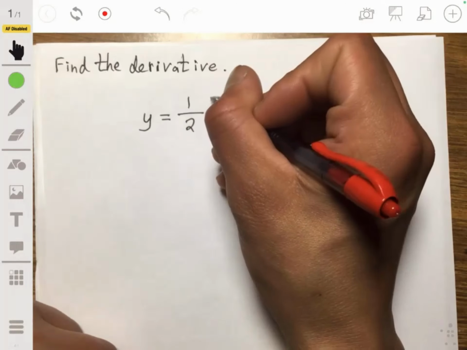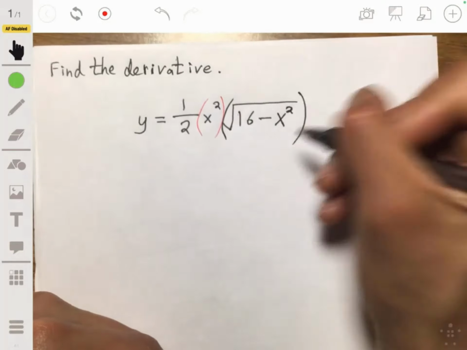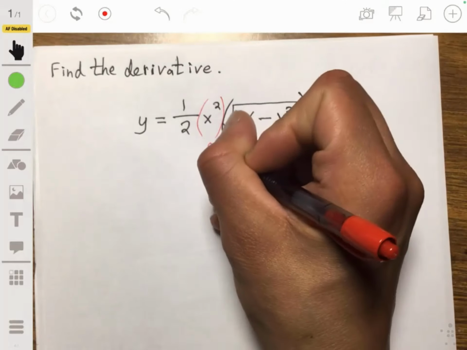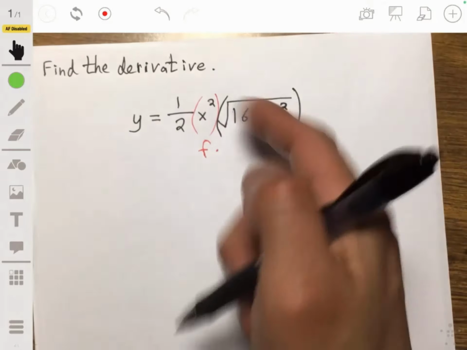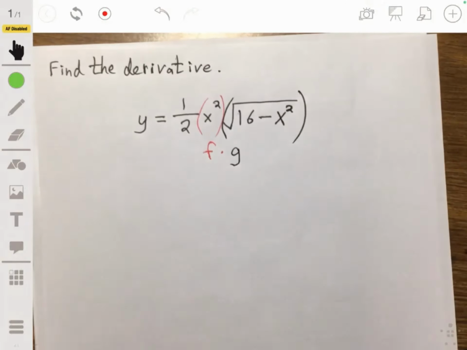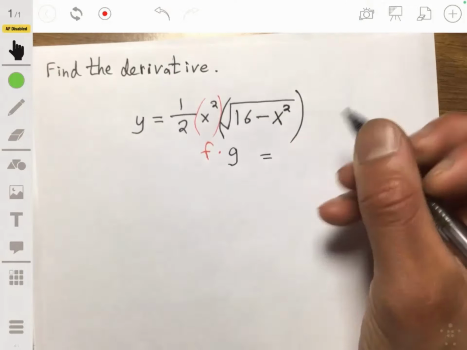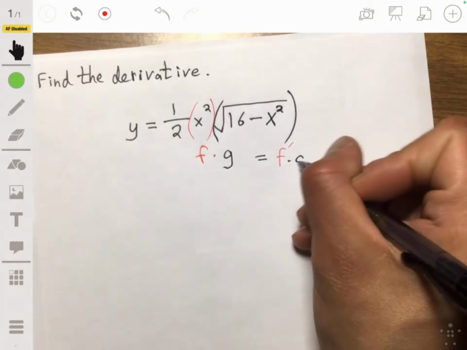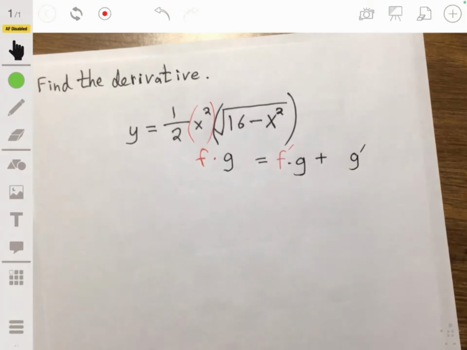What I usually recommend is to make sure you can see the function as different pieces. In this case, we have a product. Let's call this f, and let's call this g. So if we want to take the derivative of f times g, if you remember the product rule, this will just be the derivative of f times g plus the derivative of g times f.